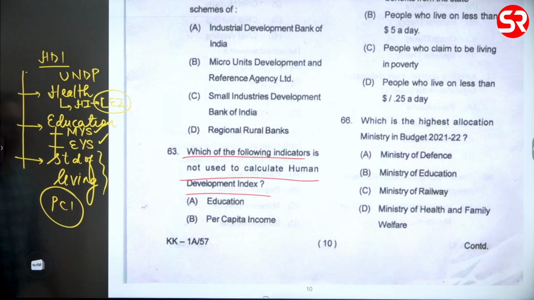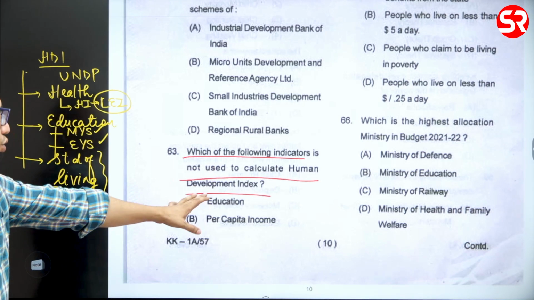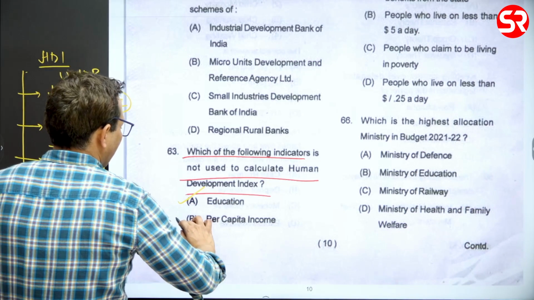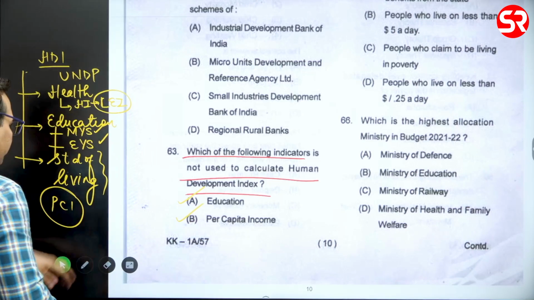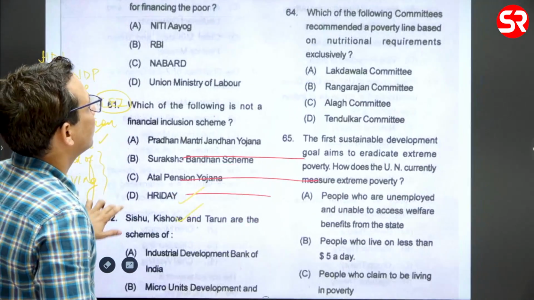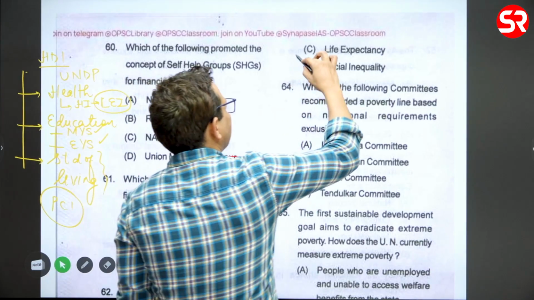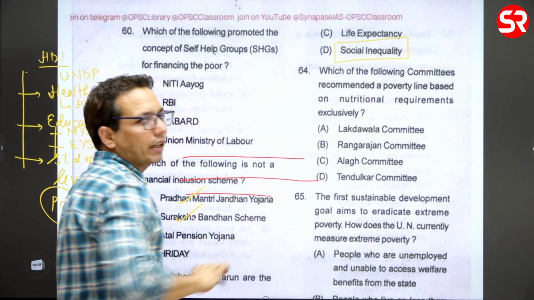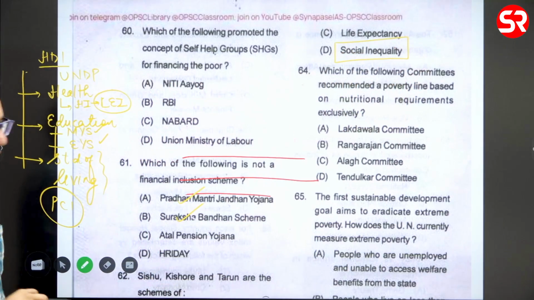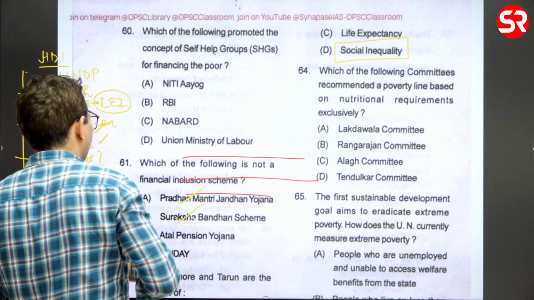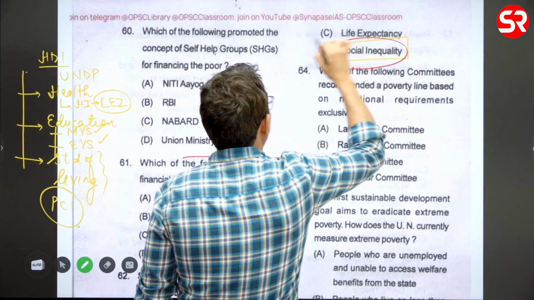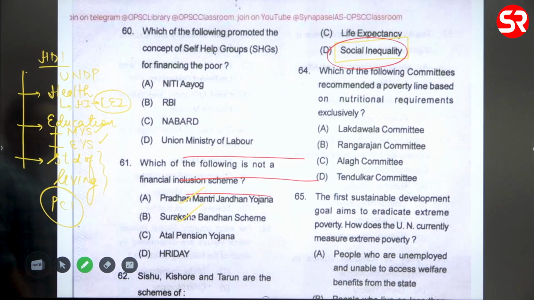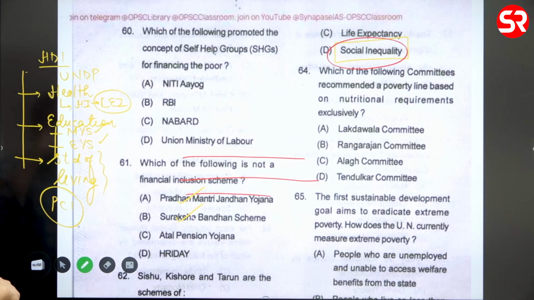Alright. So now we have to find out which of them is not used to calculate Human Development Index. Education is there. Yes, education is there. Per capita income is there. Yes, per capita income is there. Life expectancy is there. Yes, life expectancy is there. What is not there is social inequality. Alright. I would better use a red pen. So social inequality, it is not part of, I doubt if you are able to see this.